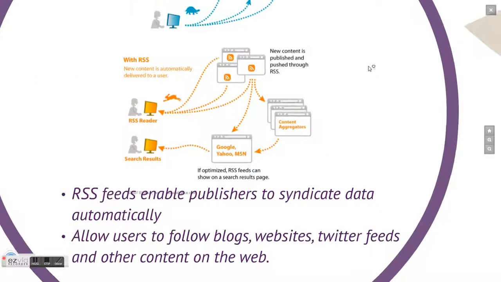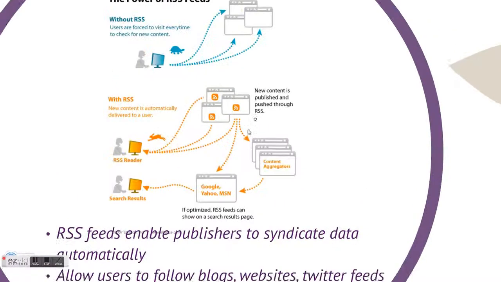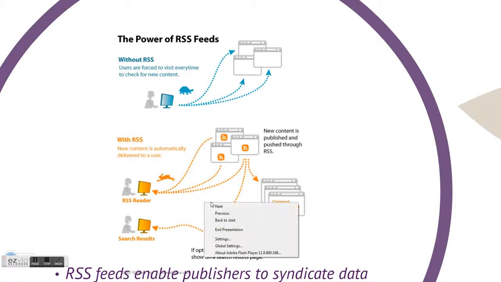RSS feeds, again, enable publishers to syndicate data. It allows users to follow blogs, websites, Twitter feeds, and other content on the web. Here's an example of two different students using the computer without RSS feeds, and then students using it with RSS feeds. It just shows how fast and easy it is for a student that subscribes to RSS feeds to get content. New content is published and pushed through the RSS feeds.